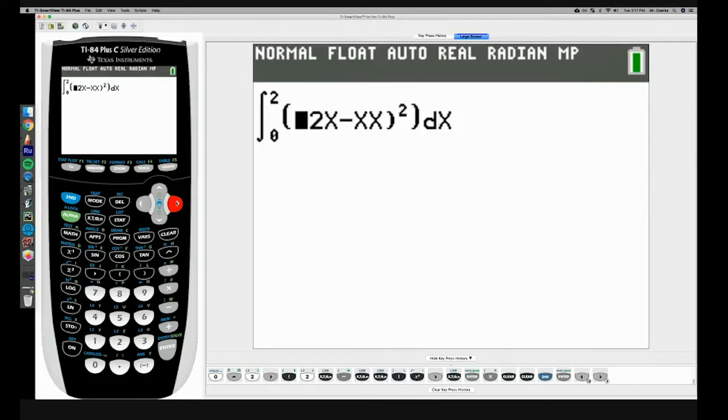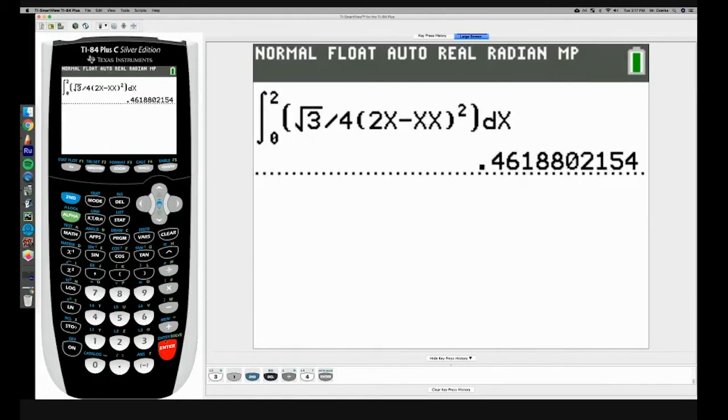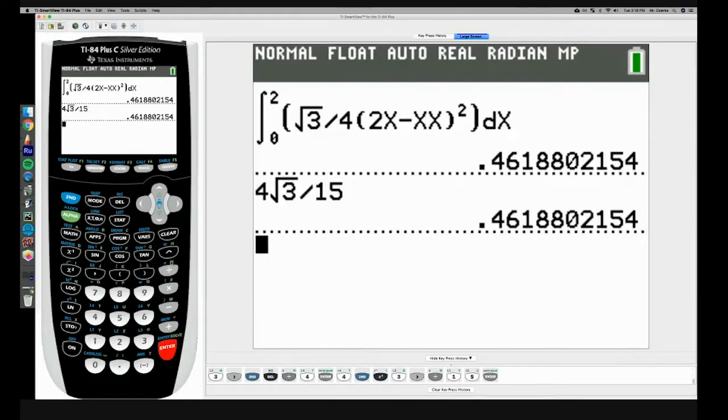All right, ready? Insert. Square root of 3, divided by 4. There, now it should work. Okay, 0.462 basically. So let's try that out here. So it's 4 times the square root of 3 divided by 15. Yep, it works. Cool. So we know that that's the answer.